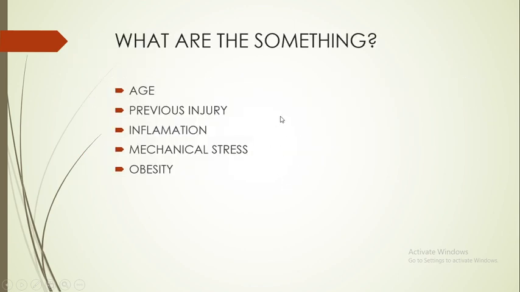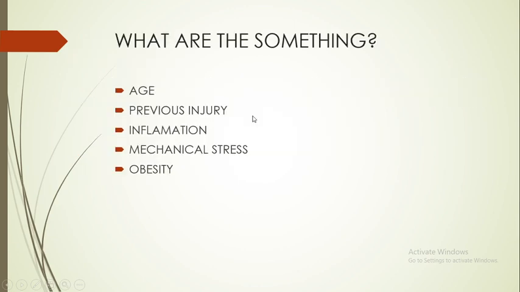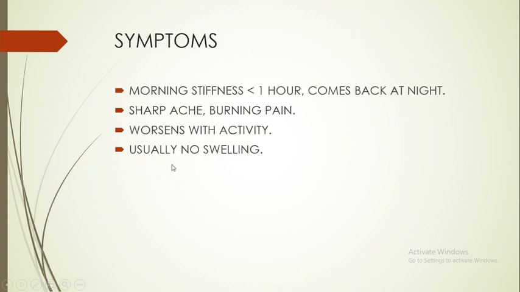We said when something here at the fourth point means something causes increase in breakdown of cartilage over production of cartilage. What are these somethings? Increased age, previous injury, inflammation, mechanical stress, and obesity. Symptoms are morning stiffness. Your bones become very stiff early in the morning, but that's less than 1 hour. It comes back at night. Sharp ache, burning pain, worsens with activity. Usually there's no swelling.